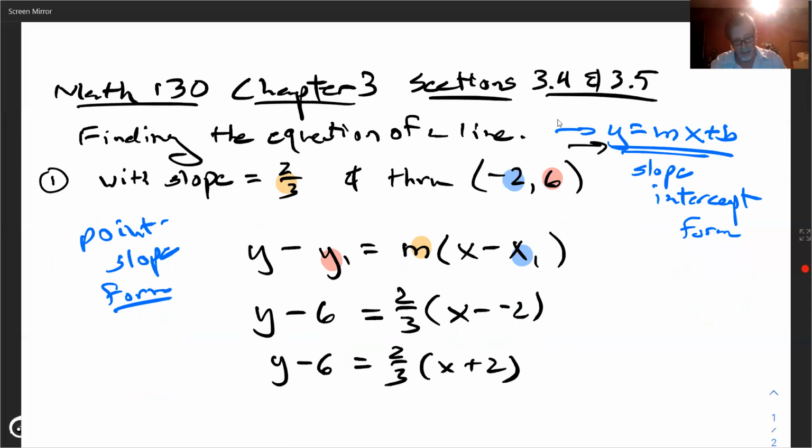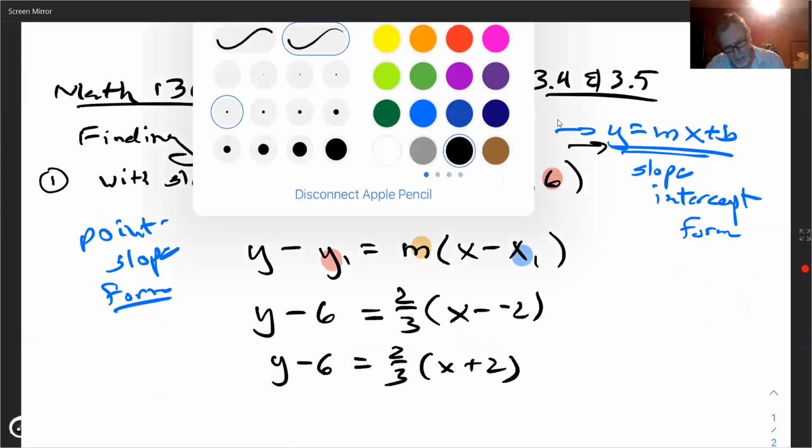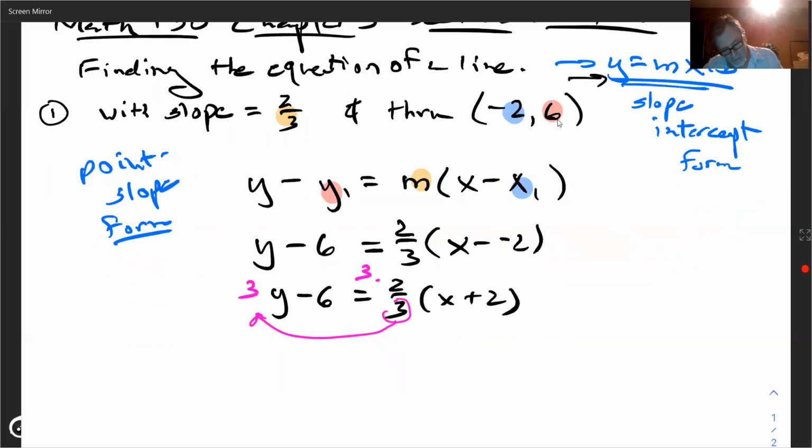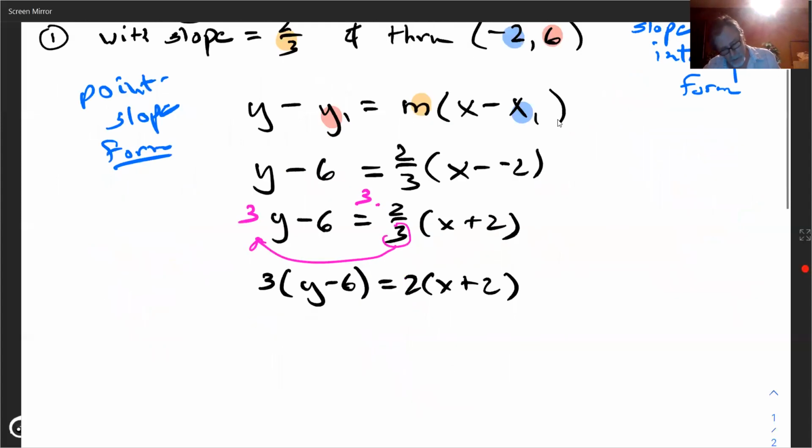We did it. Okay, so what I like to do next is come along and multiply. Basically, think of yourself as multiplying by 3 both sides. And so it's as if the 3 does an end run and just goes over there. That's how I think about it. So that's my next move. Okay, this is all a matter of solving for y now. So I write 3 times y minus 6 is equal to 2 times x plus 2. And the rest is just distributive property.